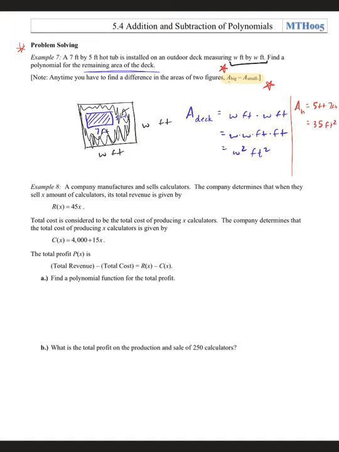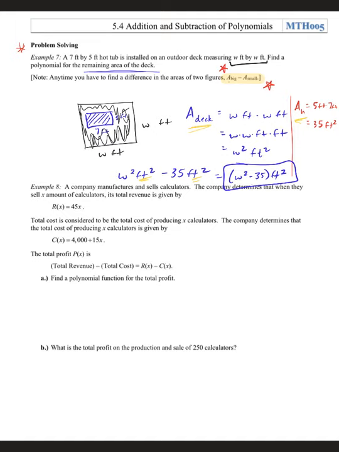Now we have to take the area of the big, which is the deck, and subtract out the area of the small. So we have to take W squared feet squared and subtract 35 feet squared. You'll notice both of these have a feet squared, so we can factor that out and just write it as W squared minus 35 feet squared. And that would be our answer here.